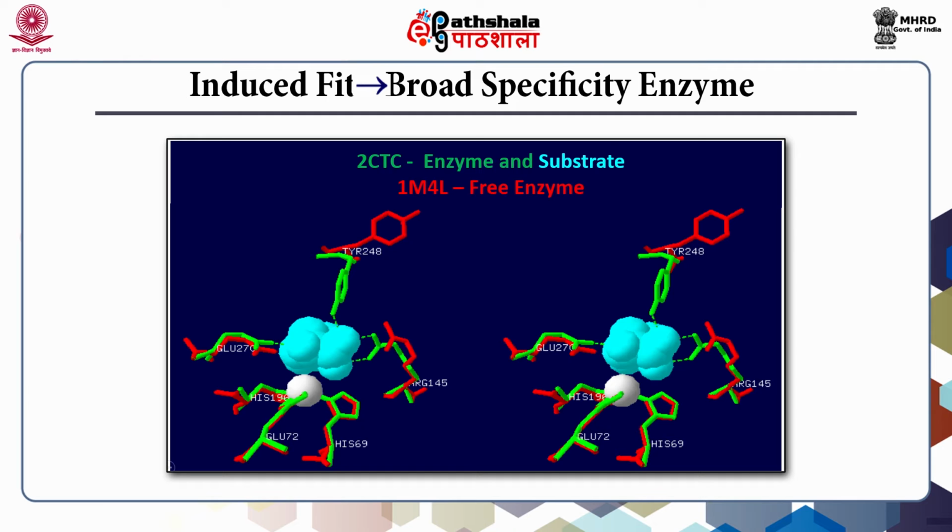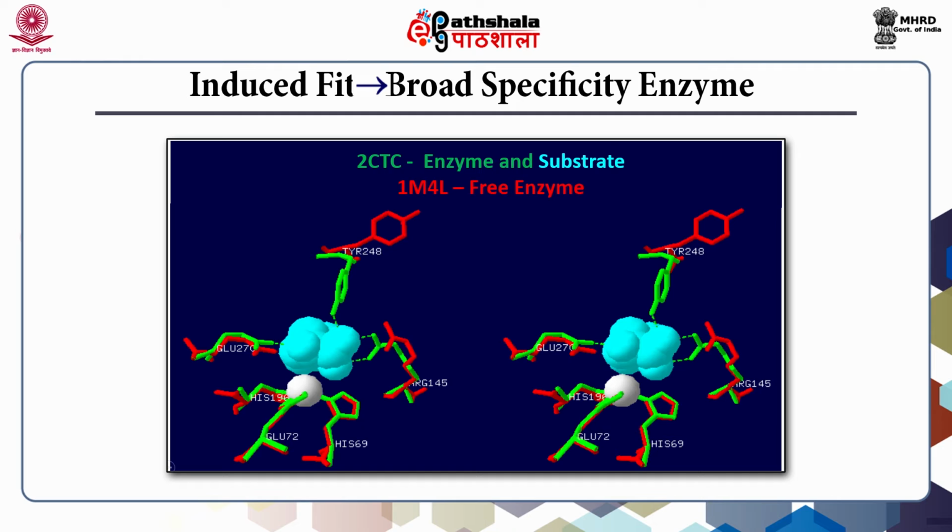Glutamate 270 and the coordinated zinc ion are involved in catalysis, that is, breaking of the bond. Histidine 69, glutamate 72 and histidine 196 are involved in coordinating the zinc ion. Therefore, display glutamate 270 and also display histidine 69, glutamate 72, histidine 196.